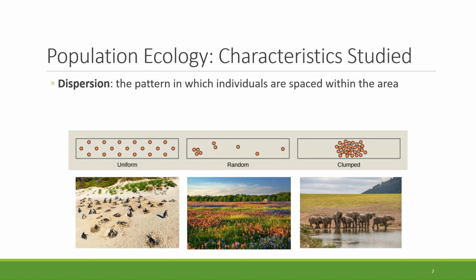One of these is the dispersion of the individuals within the population, which is the pattern in which the individuals are spaced out in the area that they occupy. So are they uniformly distributed like these penguins on the beach? Are they randomly distributed like the wildflowers in the field with no particular pattern? Or are they clumped like the herd of elephants on the right?